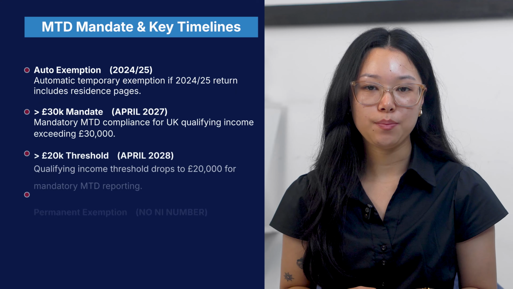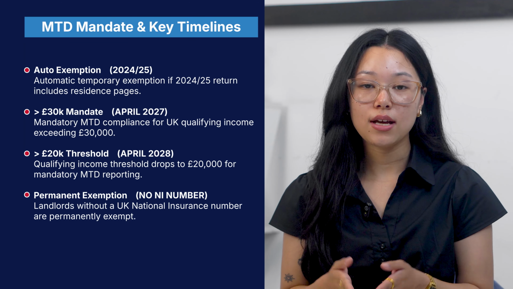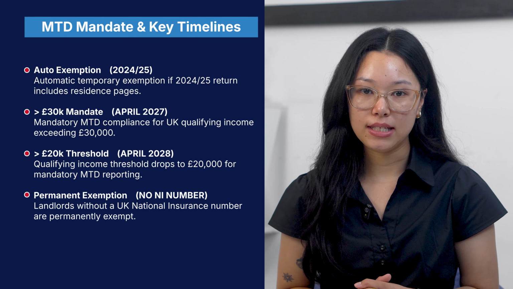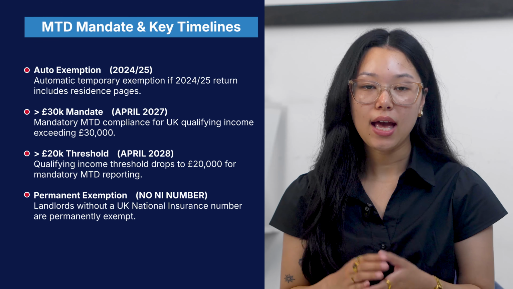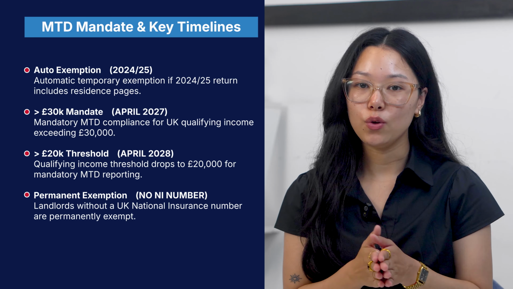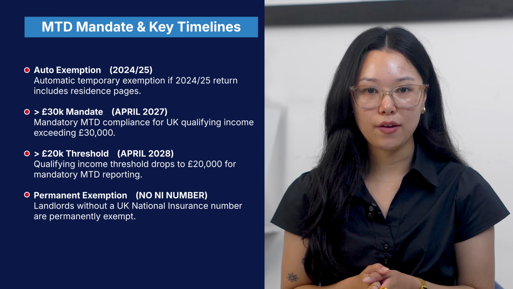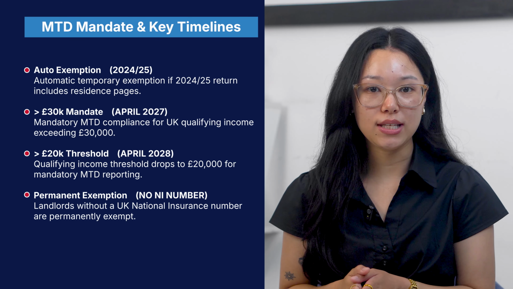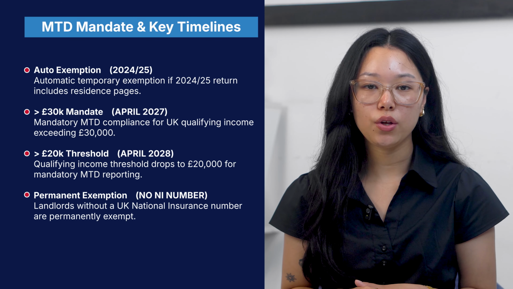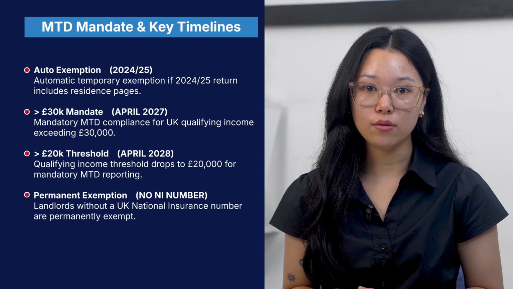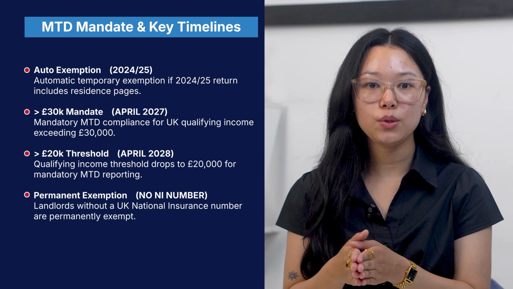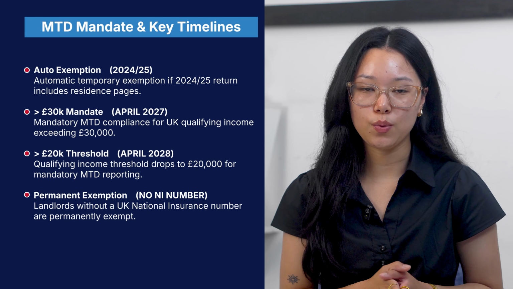Here's the part that catches people out. Non-resident landlords are only temporarily exempt from MTD until April 2027. That exemption is automatic if your 2024-25 return included the residence pages. You don't apply for it. From April 2027, non-residents with UK qualifying income over £30,000 are mandated. From April 2028, the threshold drops to £20,000.